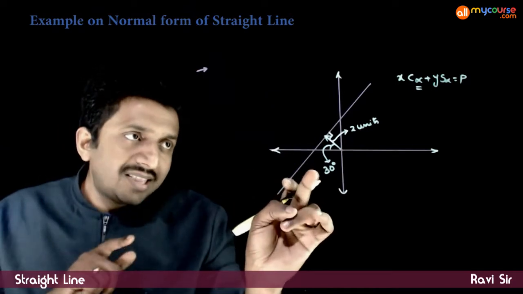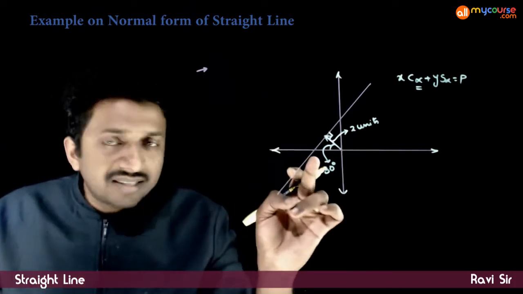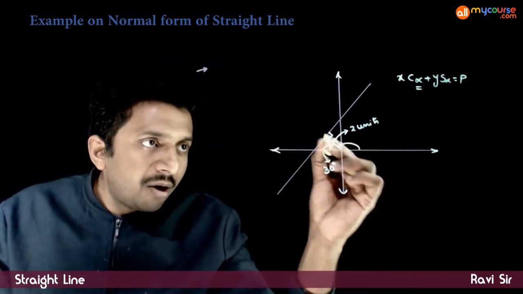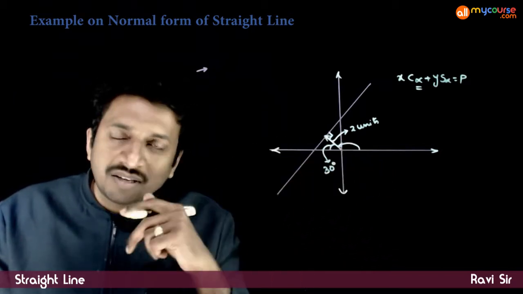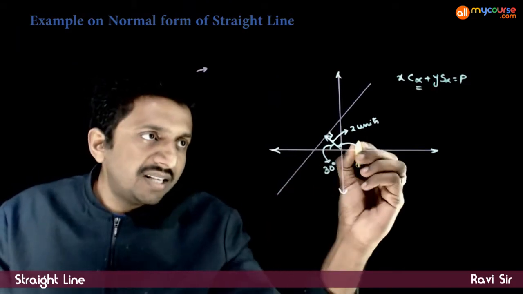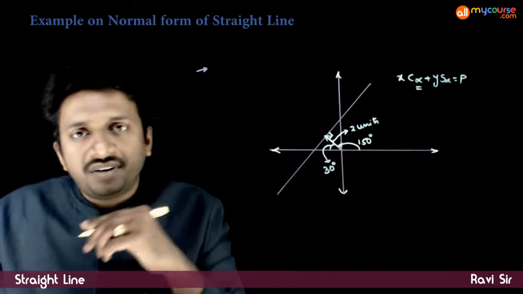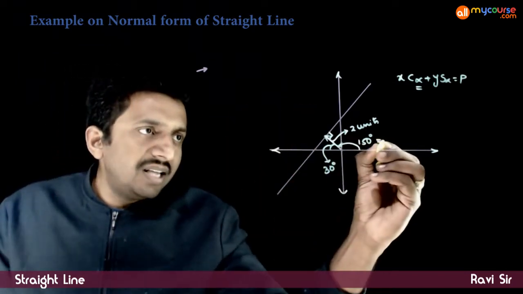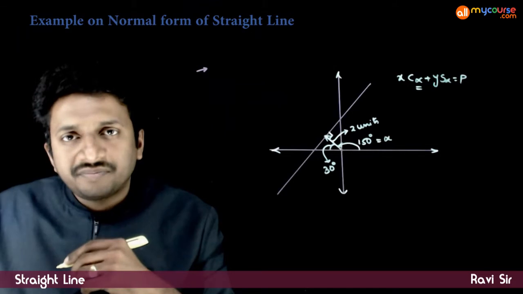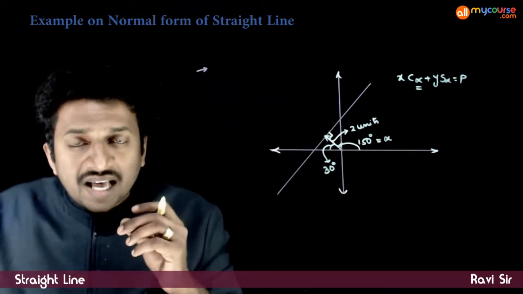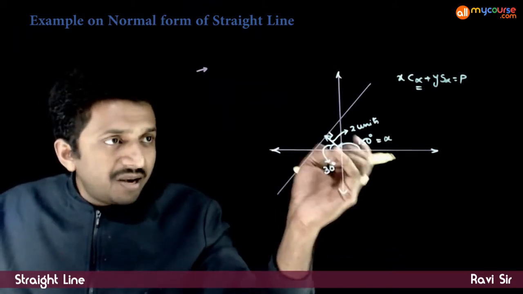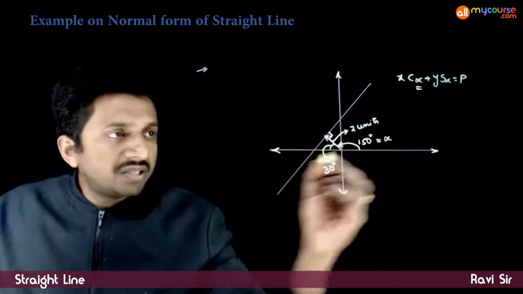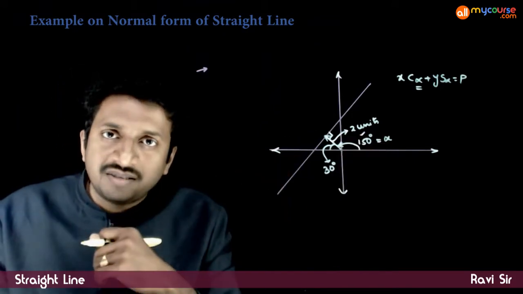So you should not take 30 as alpha. If this angle is 30 degrees, the angle alpha, which is the angle made by the normal with the positive direction of x-axis, will be 150 degrees. So this is nothing but the angle alpha. Keep this in mind: you always have to measure the angle made by the normal with the positive direction of x-axis, and you are measuring in the anti-clockwise direction. So plus 150 degrees is the angle.